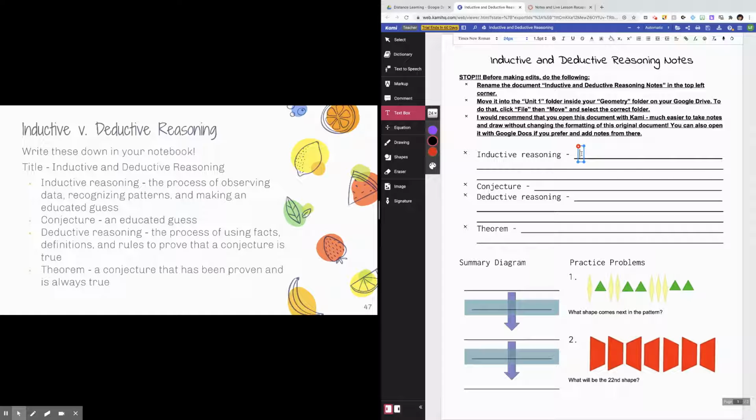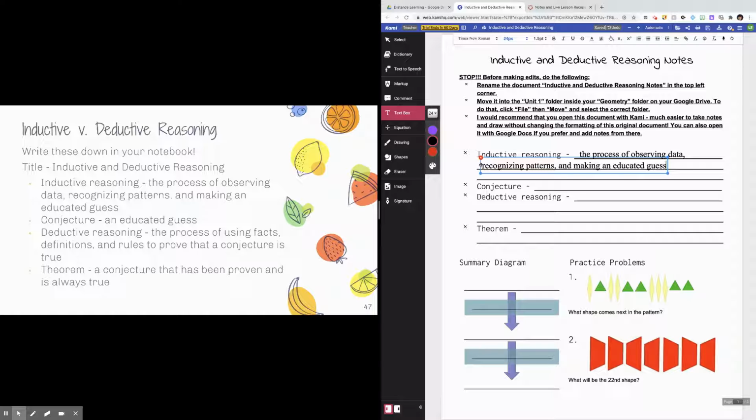Okay, so inductive reasoning. The definition of inductive reasoning is the process of observing data, recognizing patterns, and making an educated guess. So it's basically what you do out in the real world every day, right? You take in information and then you make decisions or guesses about what's going on based on that data.